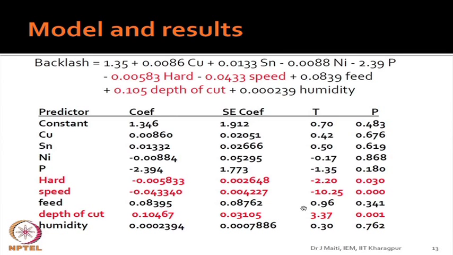Okay. So, from this result we can say that yes, multiple regression is able to explain all around 80% of variability of backlash, and the variables which are significantly contributing, we can say these are hardness, speed and depth of cut, correct. Now, you may be interested to know what are the individual contributions to the overall sum of squares, individual variable contribution to overall sum of squares.